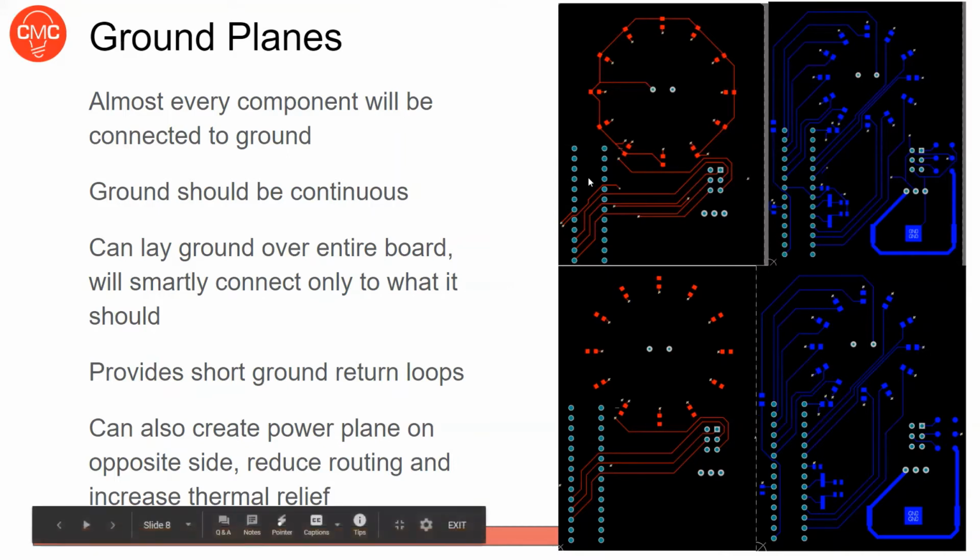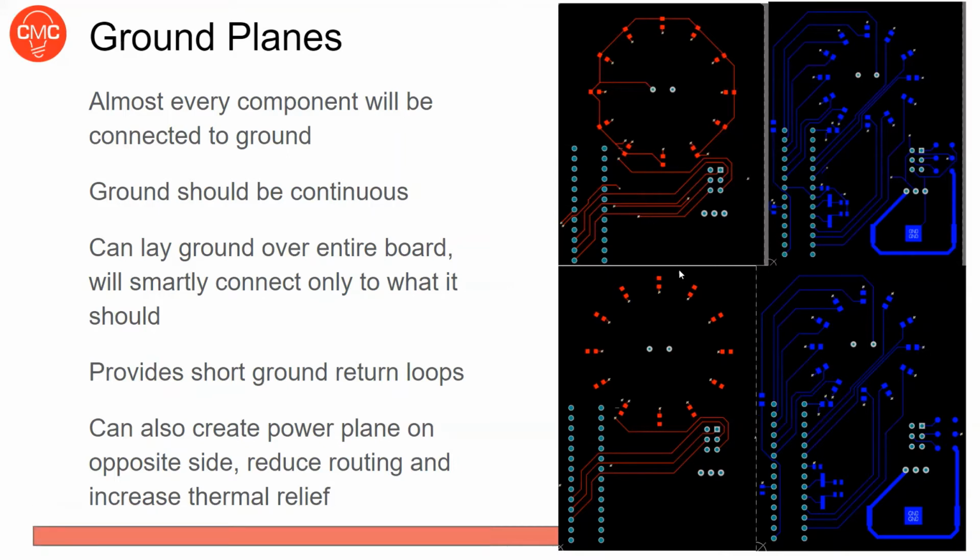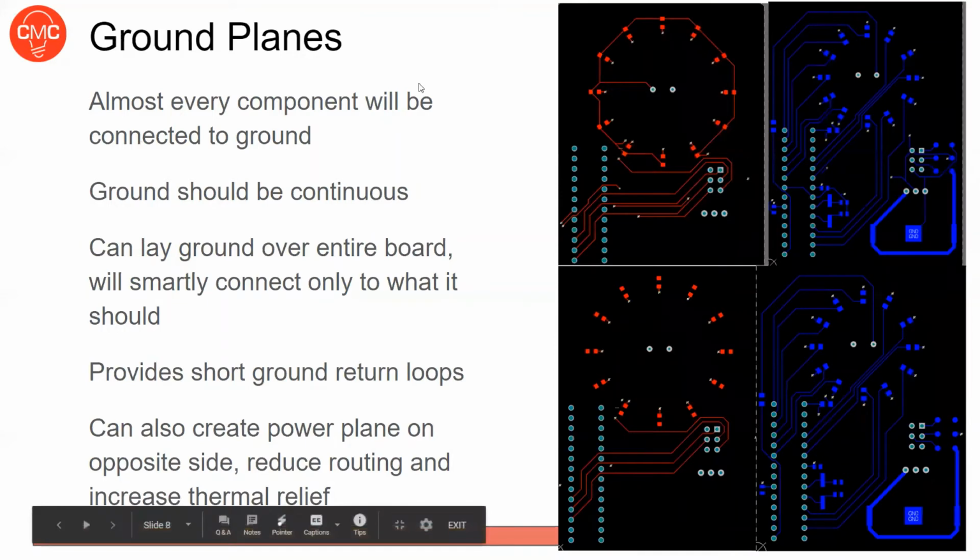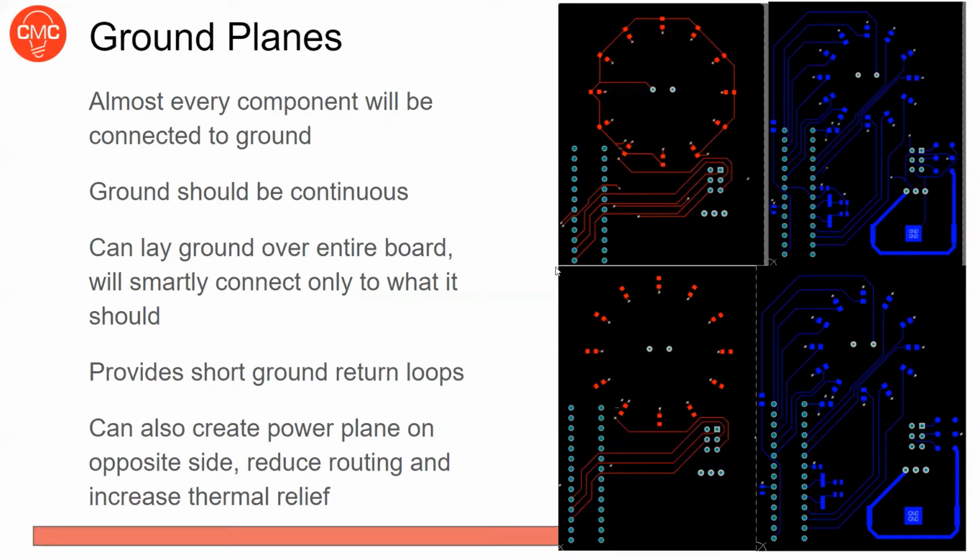This is much cleaner. There's a few other traces here that are ground. It's just a lot cleaner if you have a ground plane. So what a ground plane is, you place a big layer over it, and you say everything that's connected to ground, connect to this layer. And everything that's not connected to ground, don't connect to that layer.